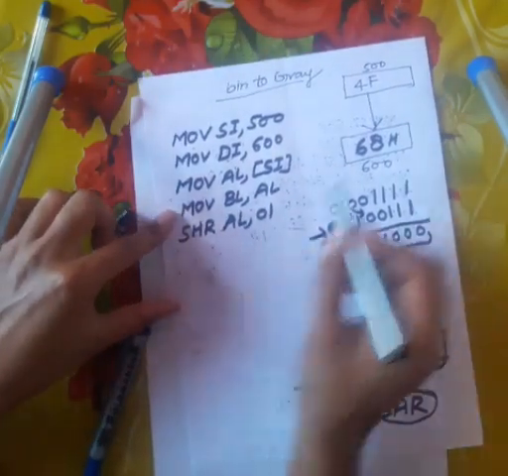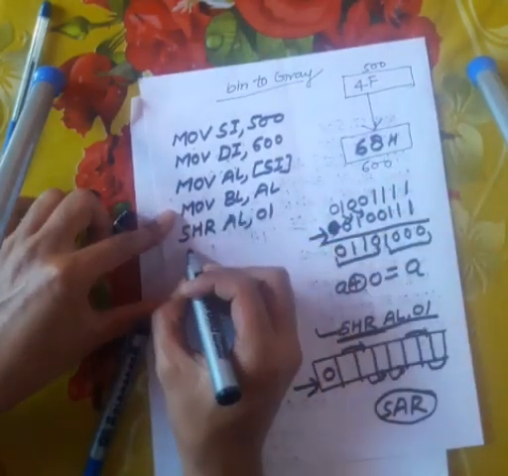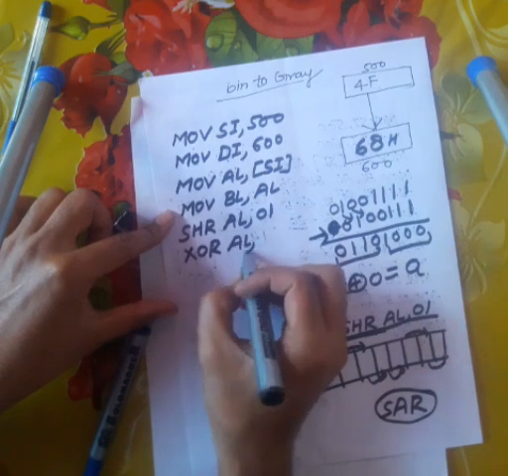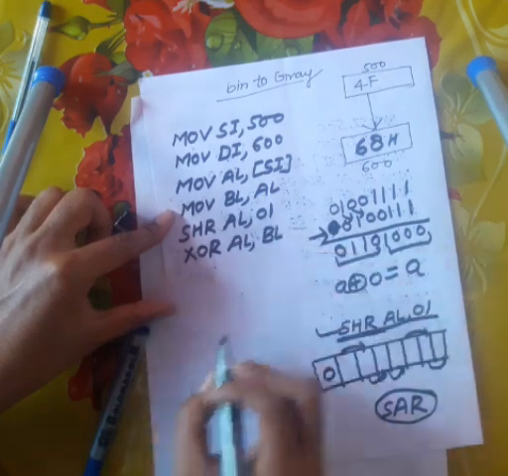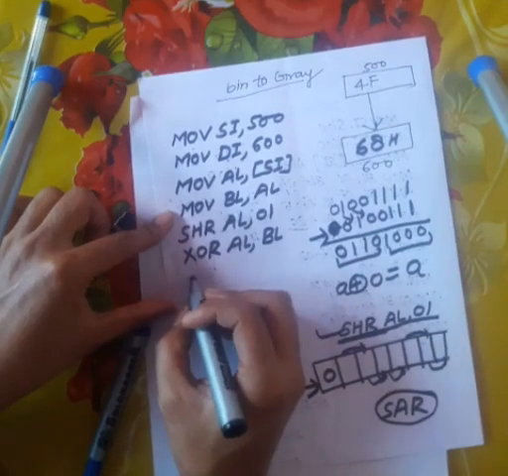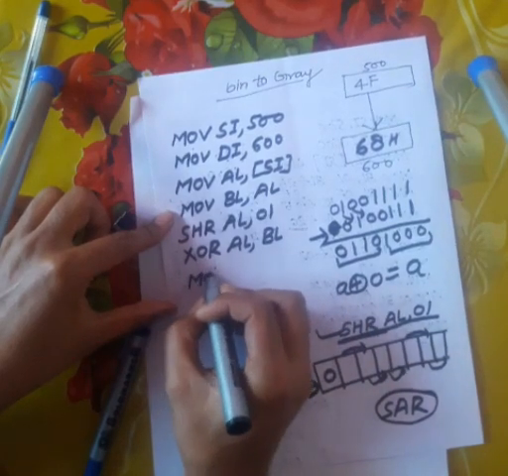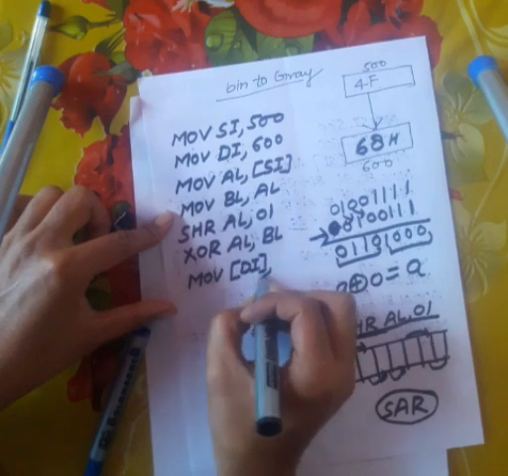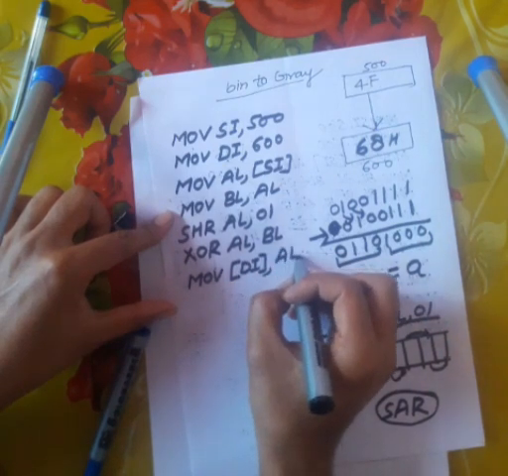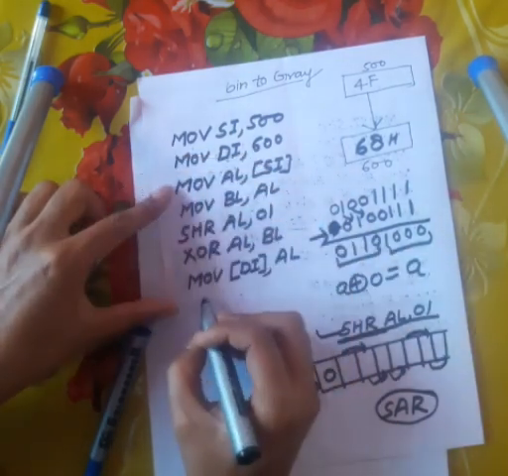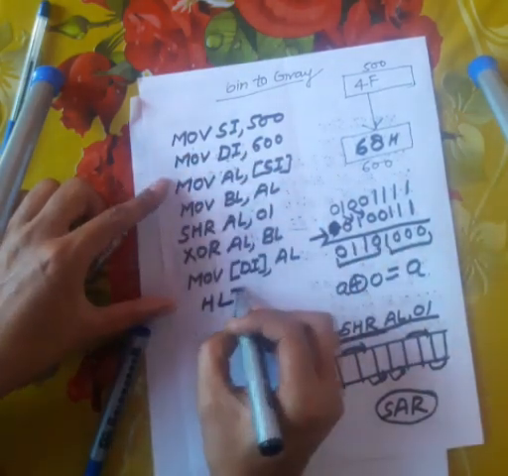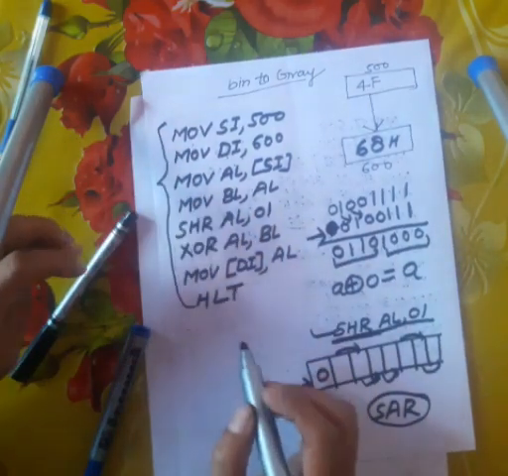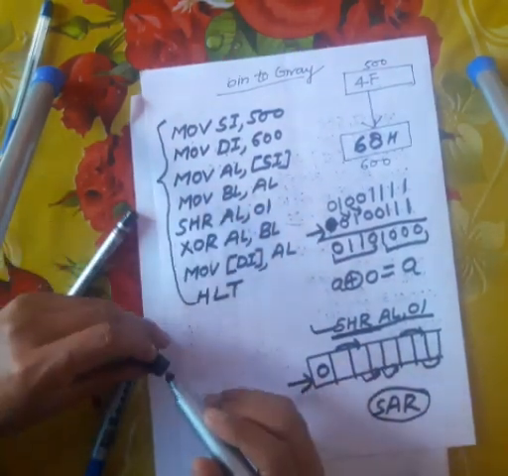Now simply XOR AL comma BL. Now store the result in 600 offset: move DI comma AL. This is your program. In this way you can implement binary to gray code conversion.